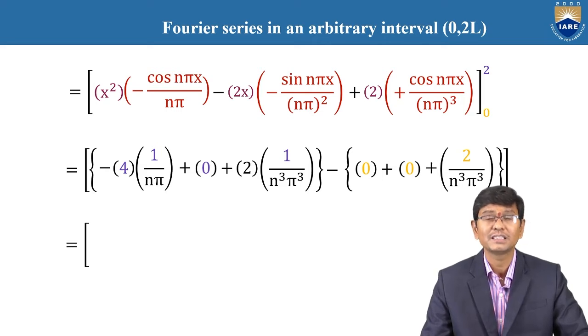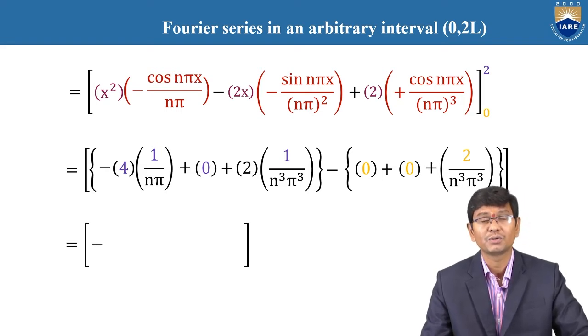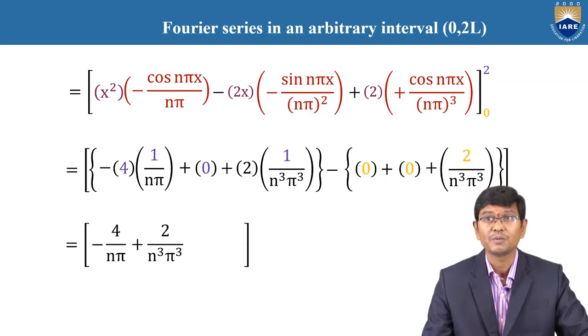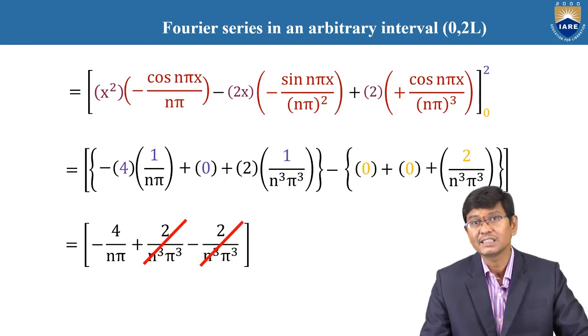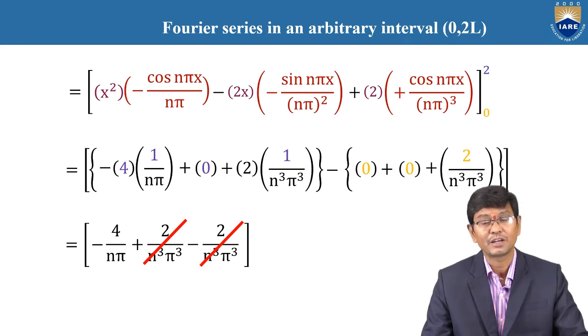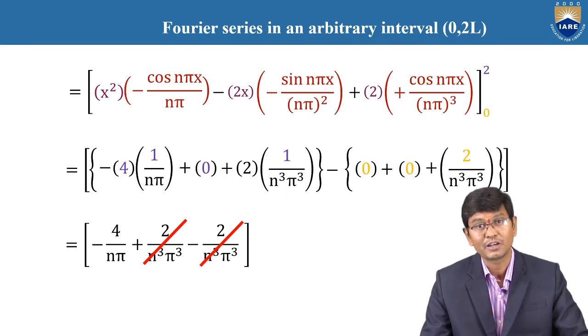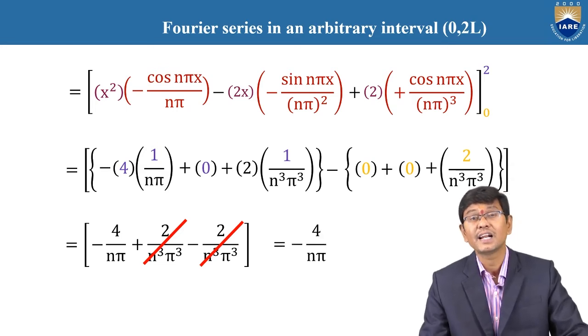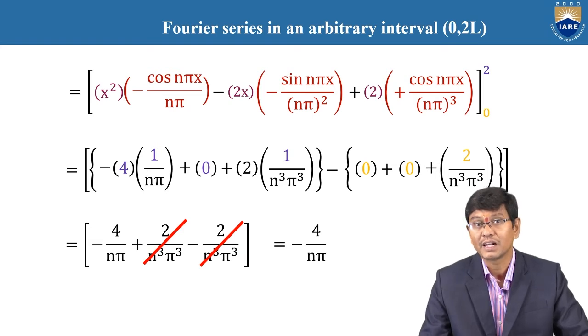Therefore, after simplification you obtain minus 4 by n pi plus 2 by n cube into pi cube, and that is equal to minus 2 by n cube into pi cube. Here, after cancellation of plus 2 by n cube pi cube and minus 2 by n cube pi cube, the value is minus 4 by n pi. Now a naught, an value, and finally bn are also completed.